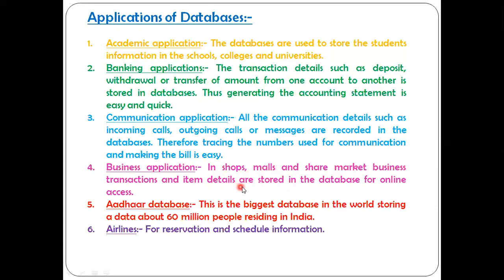Okay, product details are going to be stored in shops, malls, and share markets. Business transactions and item details are stored in the database for online access, where everyone is aware of online shopping. Most of them are aware of Flipkart.com. Second one, Amazon.com. What you will do in order to search for a smartphone or laptop or computers? You will type the same thing in the search bar, smartphones. So automatically everything will be displayed.